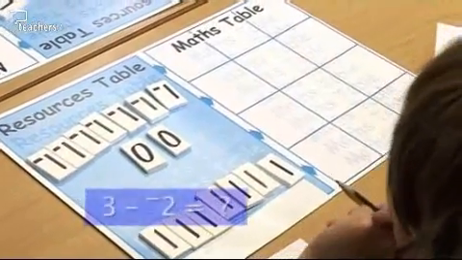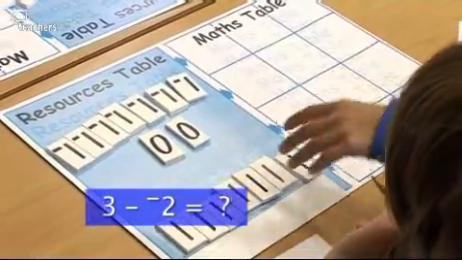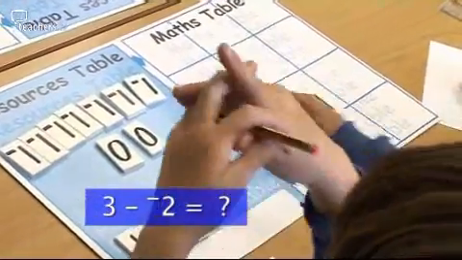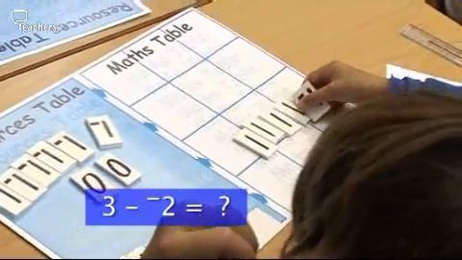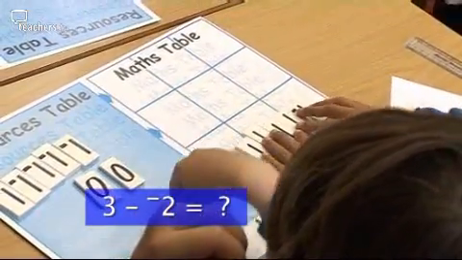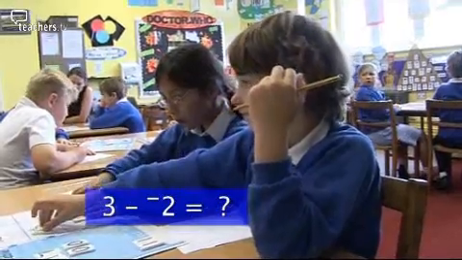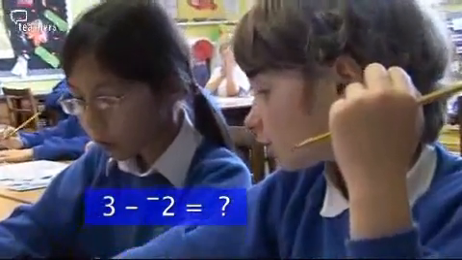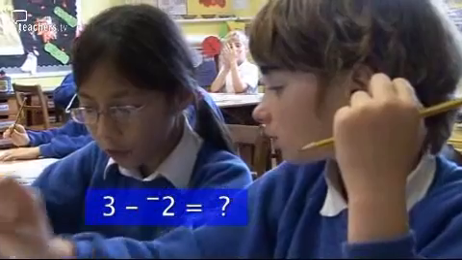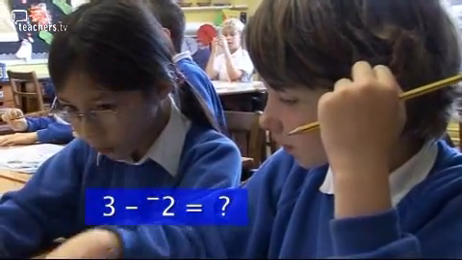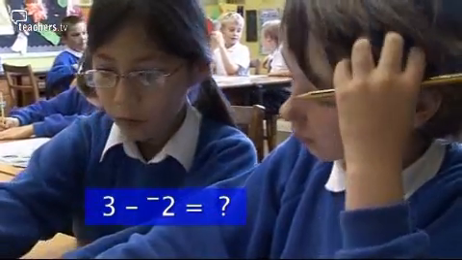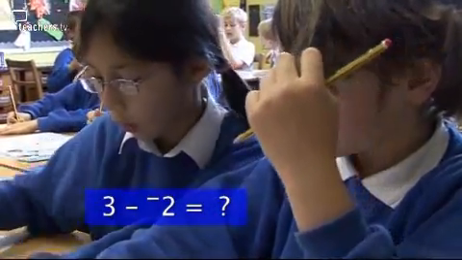Three take away negative two. What could that be? We'd need two zeros, wouldn't we? Huh? We'd need two zeros. Two zeros. Take away negative two. Yeah, that's a zero. Hold on. It's much easier.